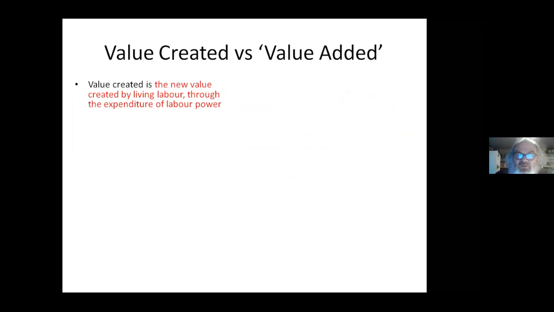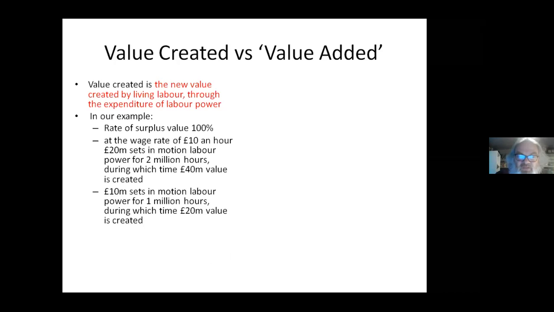So now we come to the issue of value created versus value added. Value created is the new value created by living labour through the expenditure of labour power. In our example, we had a rate of surplus value of 100% and at a wage rate of £10 an hour, £20 million would set in motion labour power for 2 million hours and would create £40 million of value. So it costs the capitalist 20 million, rate of exploitation of 100%, they're going to produce 40 million.